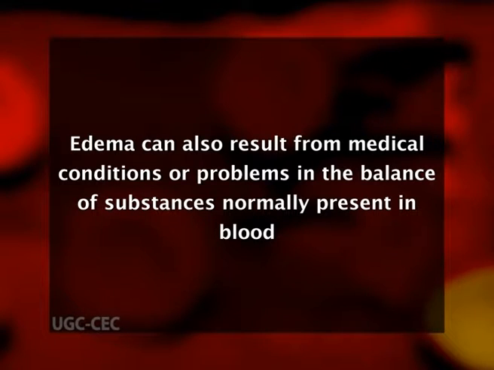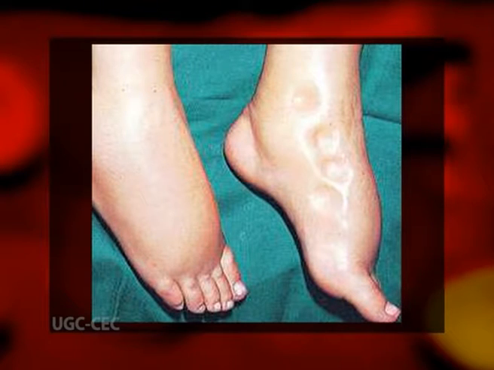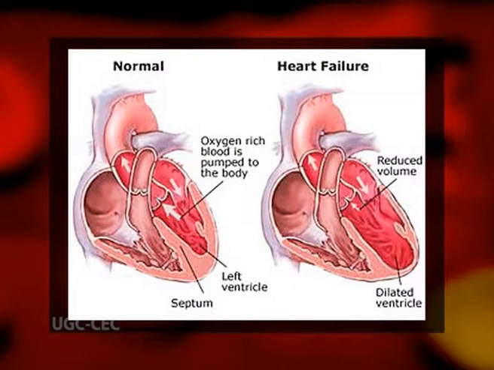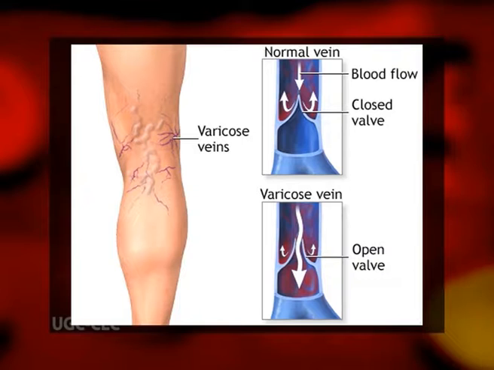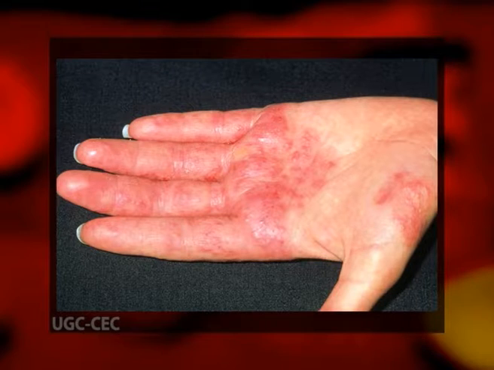Edema can also result from medical conditions or problems in the balance of substances normally present in blood. Cutaneous edema is referred to as pitting when, after pressure is applied to a small area, the indentation persists after the release of the pressure. Peripheral pitting edema is the more common type, resulting from water retention. It can be caused by systemic diseases, pregnancy in some women, either directly or as a result of heart failure, or local conditions such as varicose veins, insect bites and dermatitis.